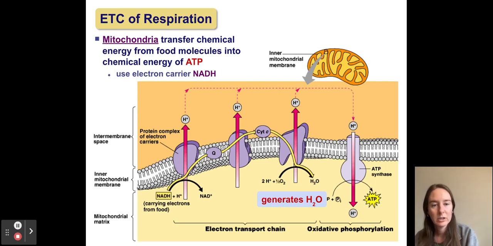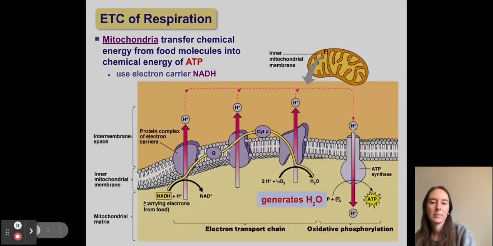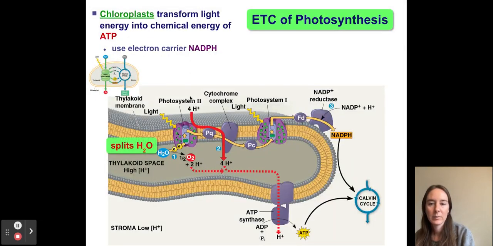Now, in our electron transport chain in photosynthesis, the electrons come from, let's see, I have a picture here. The electrons come from the sun, right? The sun excites the electrons and it allows this whole process to happen. So that's a key difference.